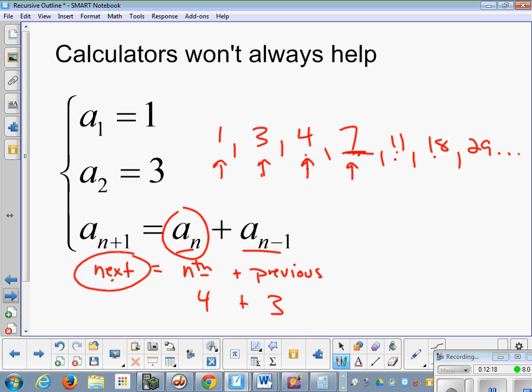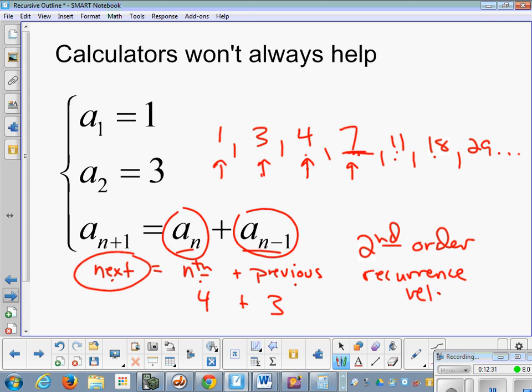When I use the nth term and a previous term, by the way, this is called a second order pattern or a second order recurrence relation. You don't need to know this vocab, but I'm showing you why this one is different, because you have to go back to the nth term and the previous term. So it's a second order. If I had to go back even one more, that would be a third order, etc. And then I would need 3 starting terms to do that.